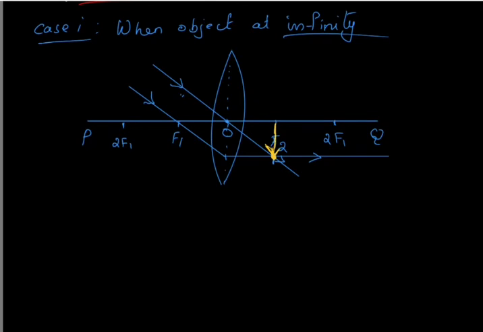Okay, so you got an image which is at the focus, and if you consider the size of the image, you will see that the size of the image is very small. And if you check whether the image is erect or inverted, you could see that the image is inverted. So let's write the characteristics.